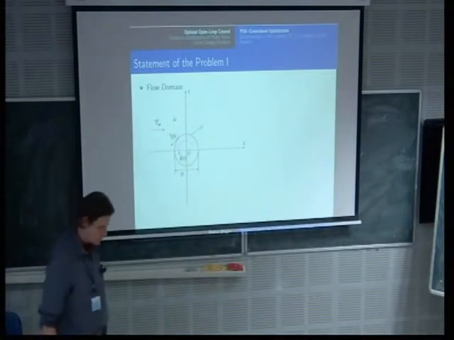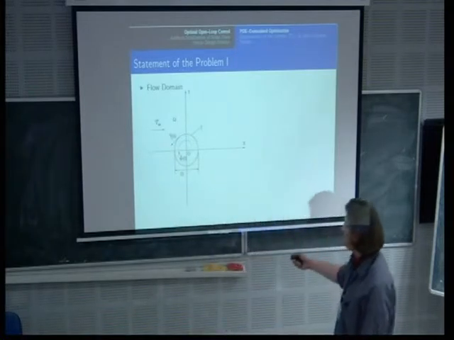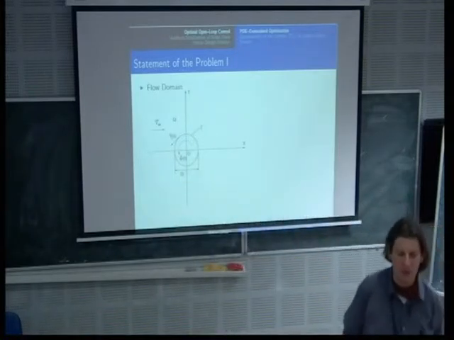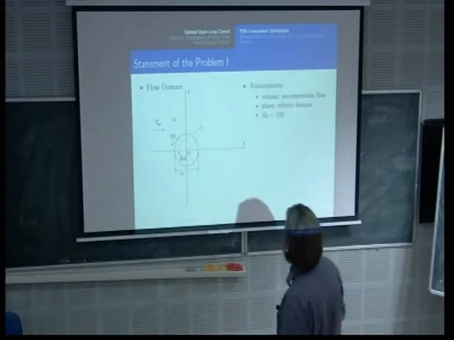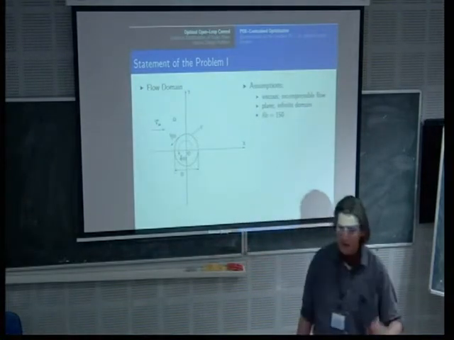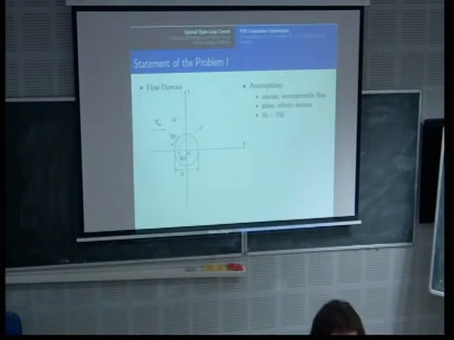Okay. So what we are going to do is we'll try to rotate the cylinder, and in doing so, we'll try to somehow control the flow. So mathematically speaking, what we are going to do is the control action will be represented by the boundary conditions in the Navier-Stokes system describing this problem. Okay.